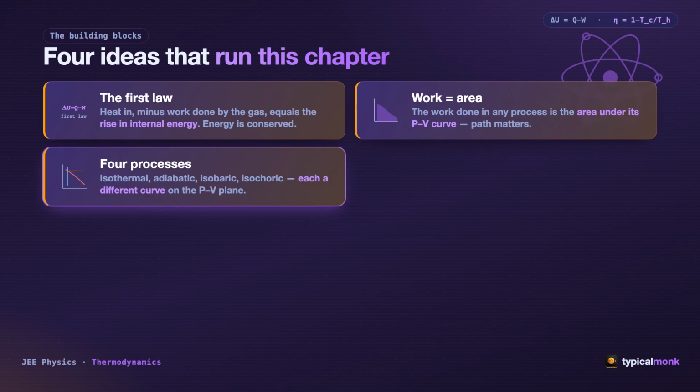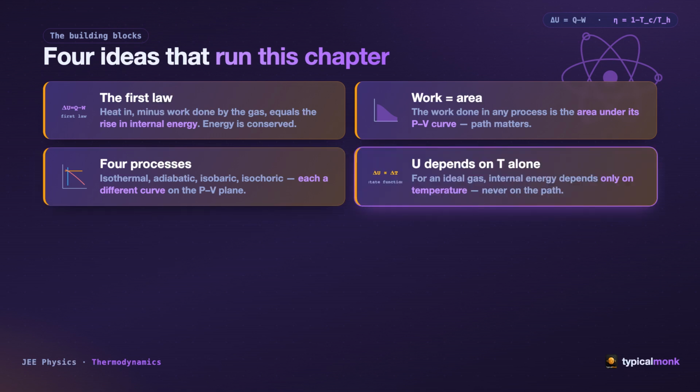The four processes: isothermal, adiabatic, isobaric, and isochoric. Each one is a different curve on the pressure-volume plane. And internal energy depends on temperature alone. For an ideal gas, U is set by the temperature only, never by the path taken. That single fact makes delta U a state function.